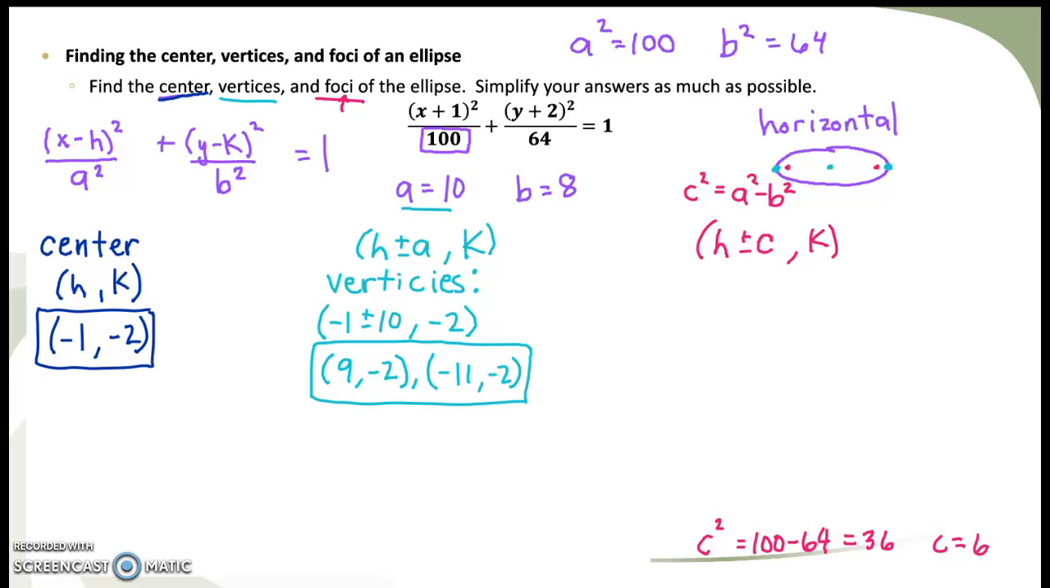So our foci are going to happen at -1 plus or minus 6, and then -2. And those two points are (5, -2) and (-7, -2). So that is how you can find the center, vertices, and foci of an ellipse.